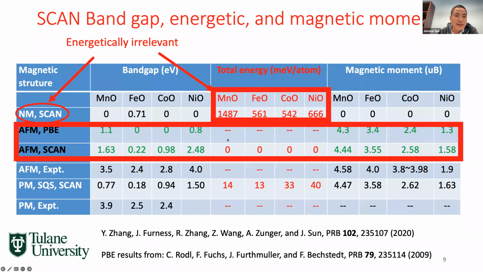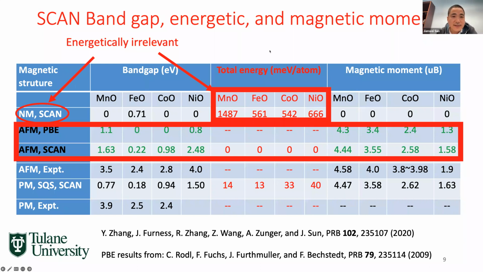So now these are some results, right? This is AFM PBE and AFM SCAN. Now the band gap for FeO and CoO is small, but we have it. Of course, we're not saying that SCAN captures all of them, and there's still some residual errors because it's still a semi-local approximation. It cannot get everything right, especially for band gaps.